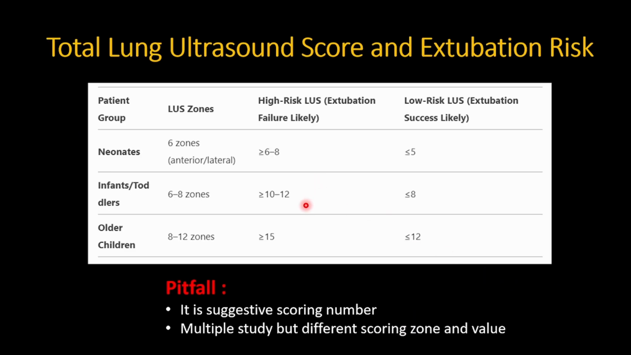So these are some of the recommendations for the lung zones and also their scores. For neonate age groups, because they're using 6 lung zones, if you have a total lung ultrasound score for all the areas which is less than 5, the risk of failed extubation is much lesser. In the infant group, with 6 to 8 zones, the total lung score should be less than 8. And for those with 12 lung zones, older children should be less than 12 for a successful extubation.